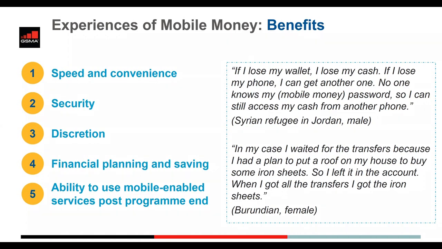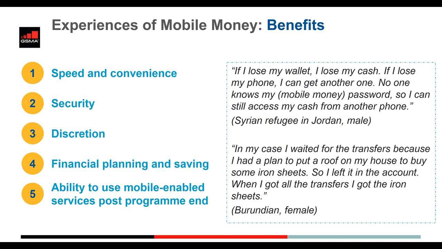Related to that was discretion. Some clients said in some cases, when they received cash assistance before, they were worried that their neighbors or family members might ask to have some of it, but it was more discreet to receive money on their mobile money account. Financial planning and saving, as you'll see in the quote on the right on the bottom: a lot of people talked about being able to save and plan a bit more financially than they normally would if they had cash, where the temptation is just to spend it right away. So we heard multiple cases of clients keeping the money in their account while they thought about the best way to spend it.